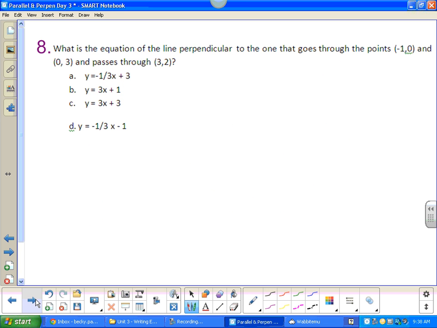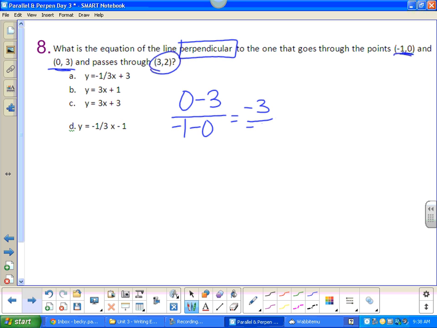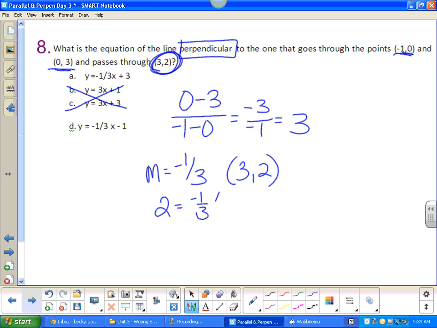What is the equation of a line perpendicular to the one that goes through the points -1, 0 and 0, 3, and we pass through that guy? Okay, so perpendicular, I need to find his slope. So 0 minus 3 over -1 minus 0. So his slope is 3. So my slope is -1/3. So who's out? Those two. I pass through the point 3, 2. That's not a gift, so I actually have to work it out. y equals mx plus b.